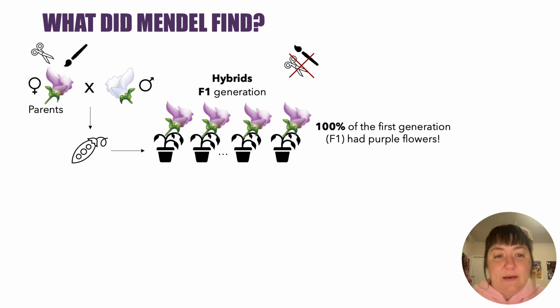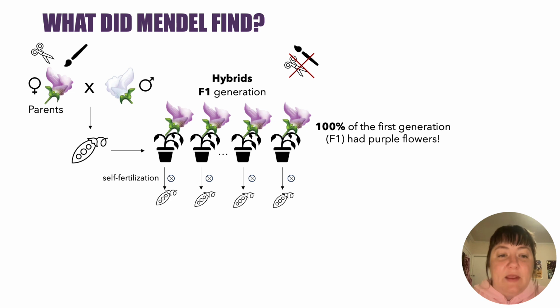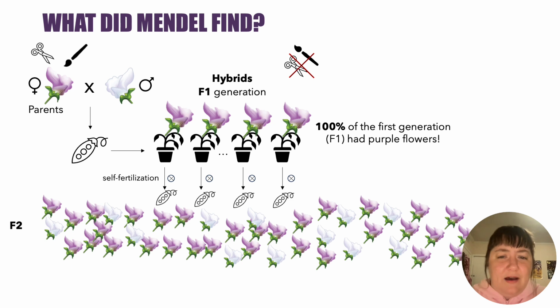And then for the next step, he put away his scissors and paintbrush because he just let these hybrids self-pollinate, which pea plants do naturally. So these all self-fertilized, and he collected all the pea pods from those plants and grew them out for the F2 generation. And what did he see? So he looked at almost 900 different F2 plants, and he saw a mixture of purple and white flowers. Although you could see that there were more plants that have purple flowers than white.